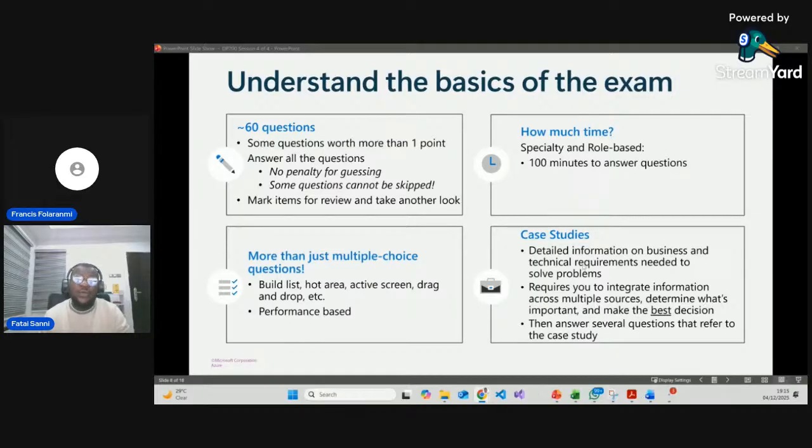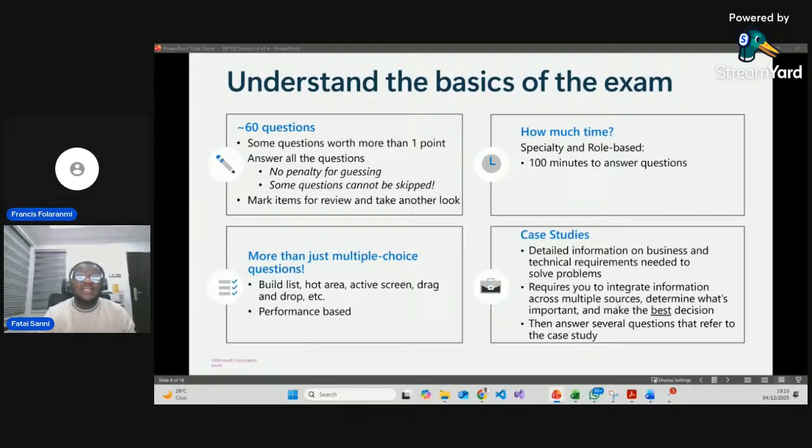This case study requires you to integrate information across multiple sources to determine what is important and to make the best decision in such cases. So please always try to spend more time on this case study. Okay. So what do I want to say again?